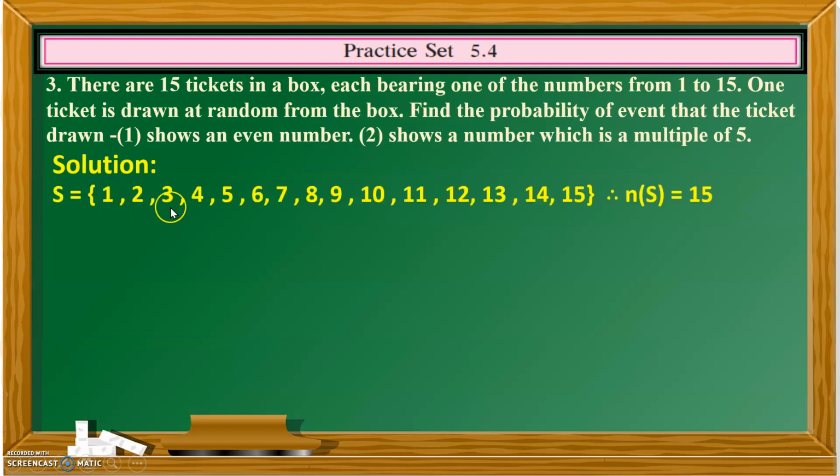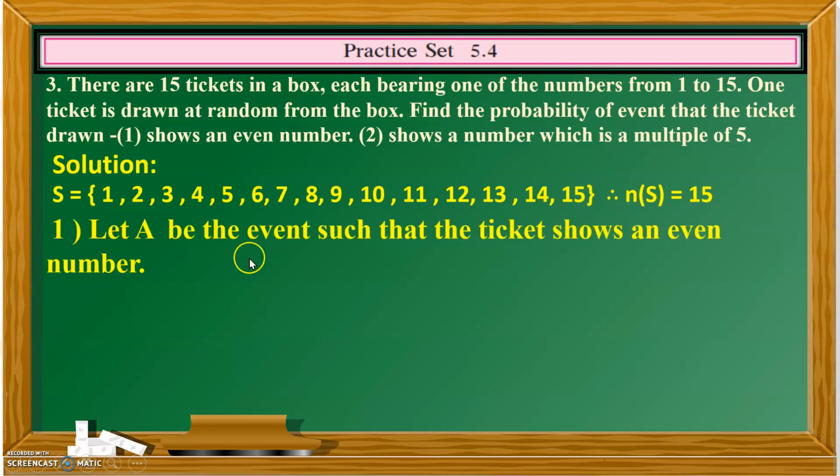That is, it will contain all the numbers from 1 to 15. So N of S will be 15. Now let us start with the event. Let A be the event such that the ticket shows an even number.